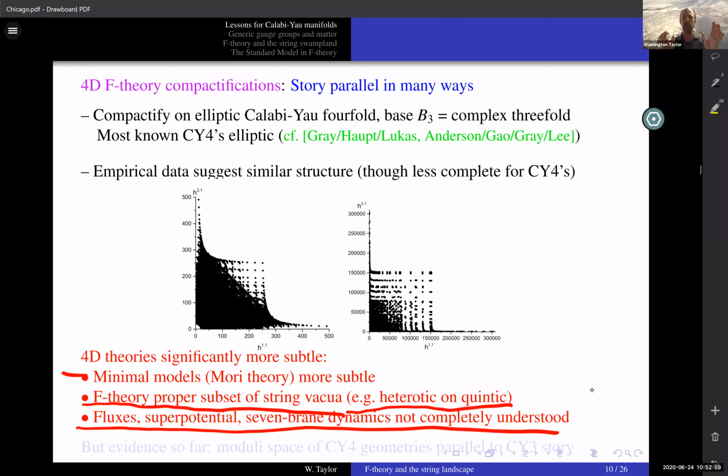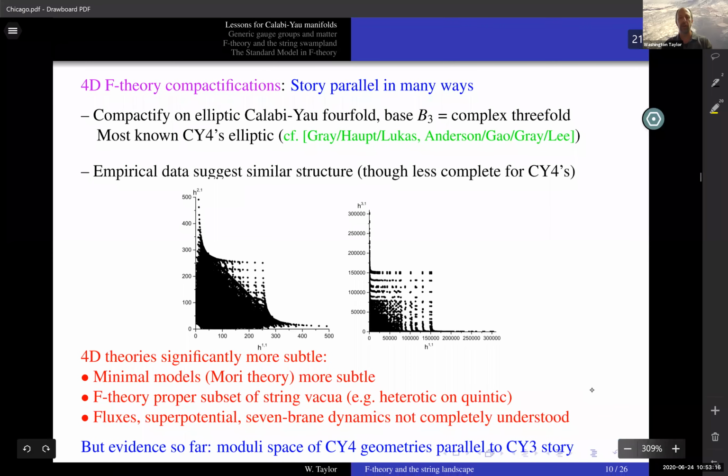In 4 dimensions, fluxes in the superpotential lift the vacuum structure so that we have these isolated pockets, kind of this discretium, and this is where the 7-brane dynamics and superpotential are not as well understood. But the evidence so far is that the moduli space of Calabi-Yau 4 geometries is very parallel to that of Calabi-Yau threefolds.